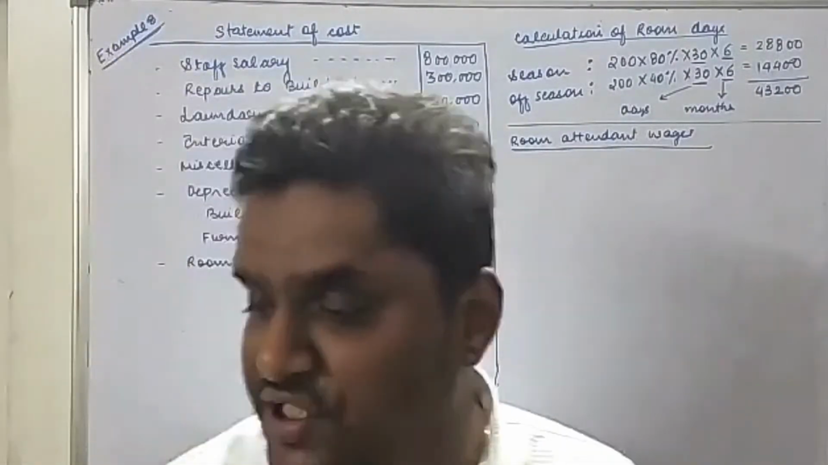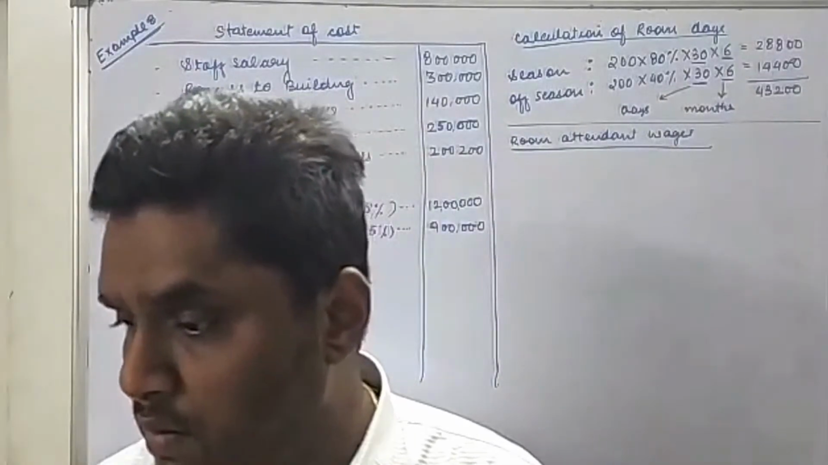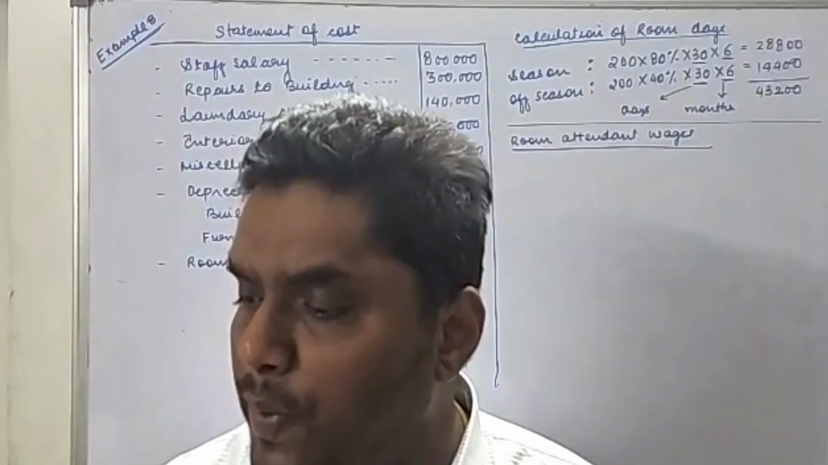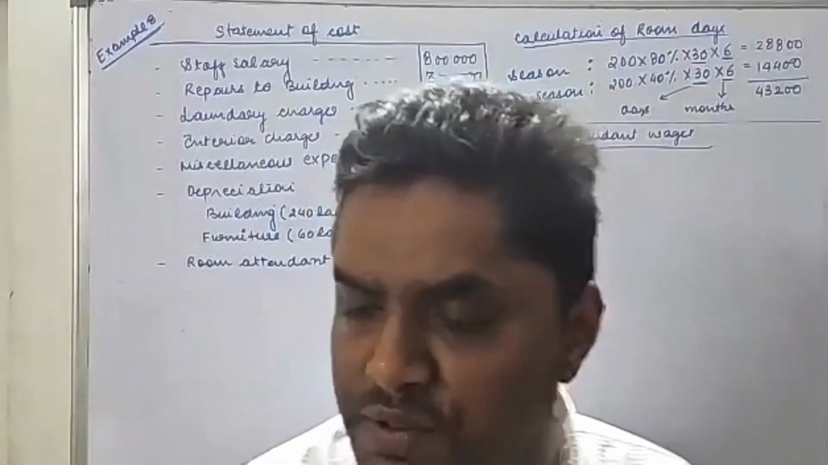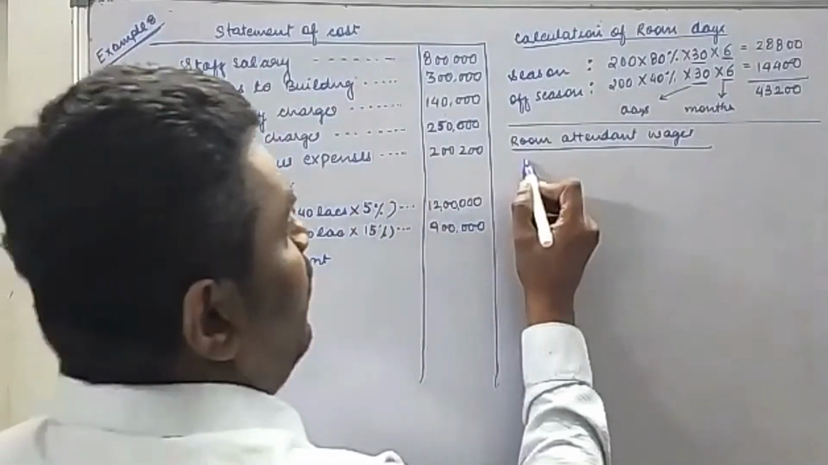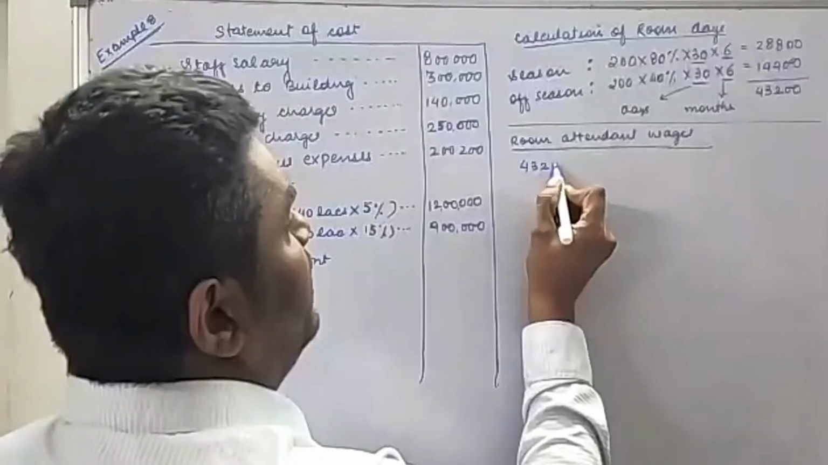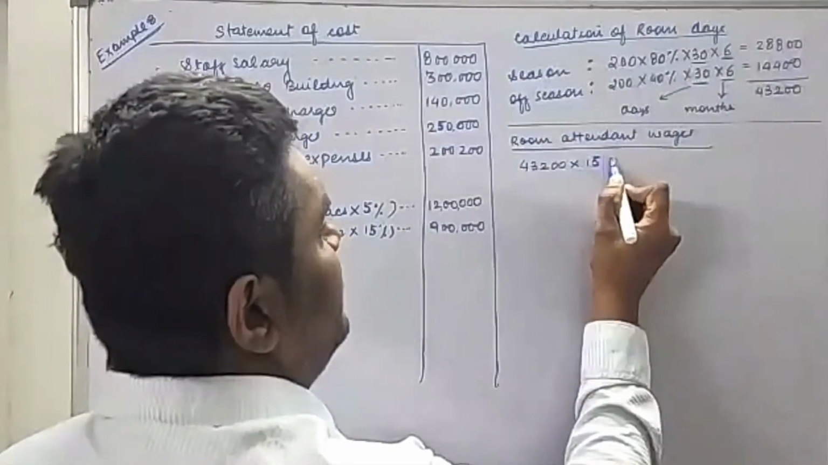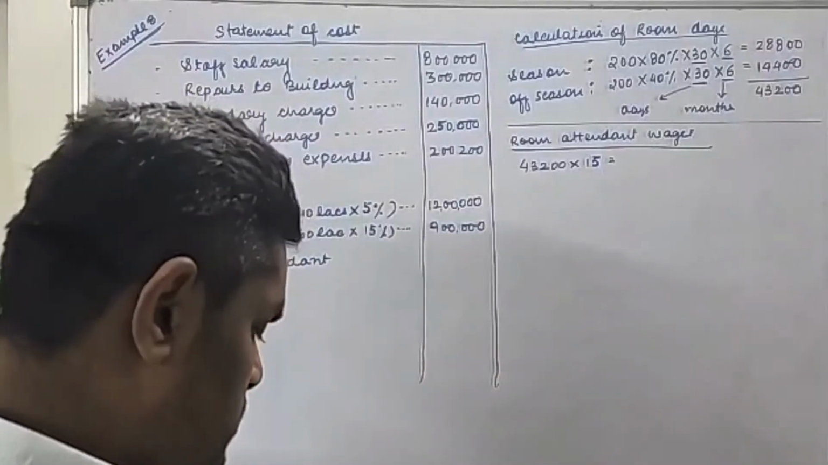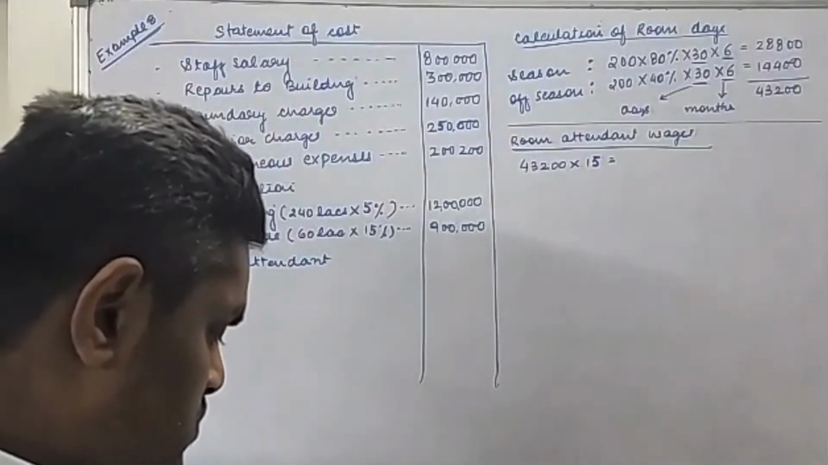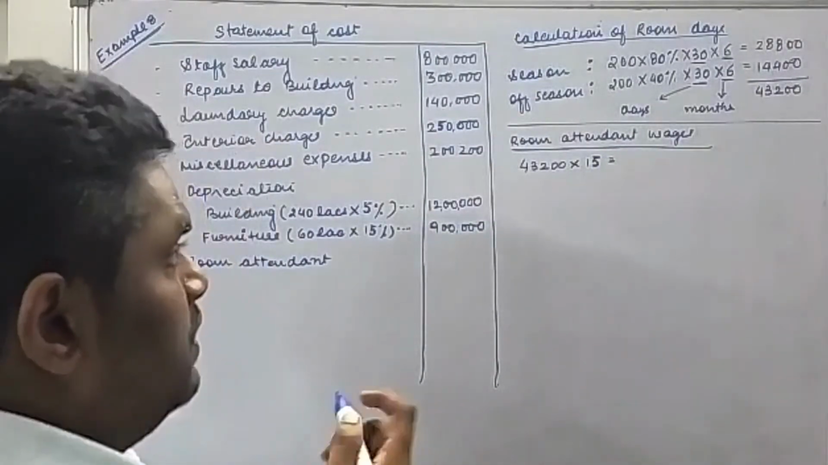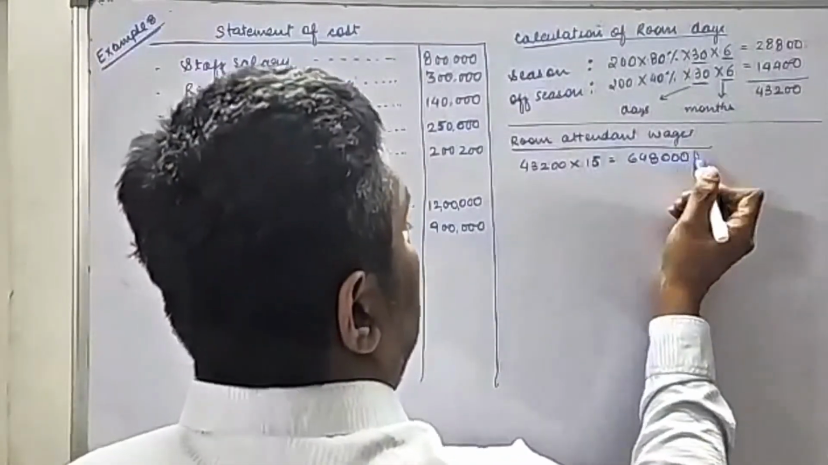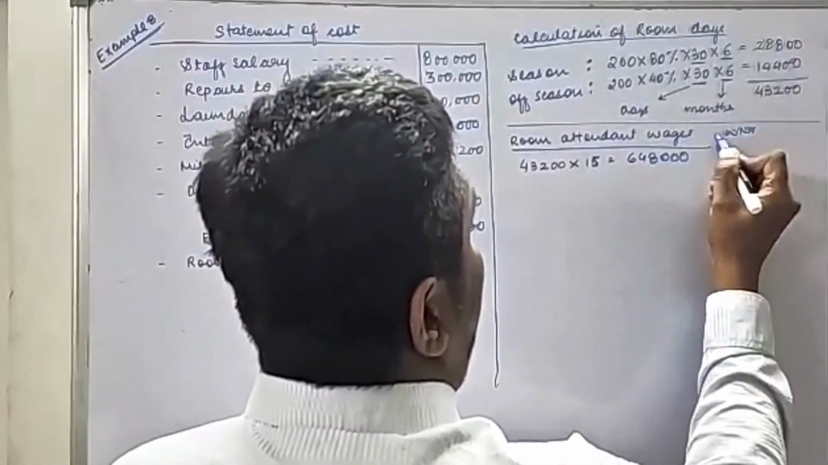Now it is given in the question straight away that room attendants are paid rupees 15 per room per day on the basis of occupancy of rooms in a month. So 43,200 is the number of rooms occupied, into 15 rupees per room per day. So this will be 6,48,000. Let's say it is working note number 1.